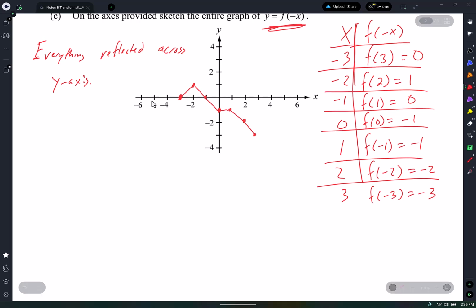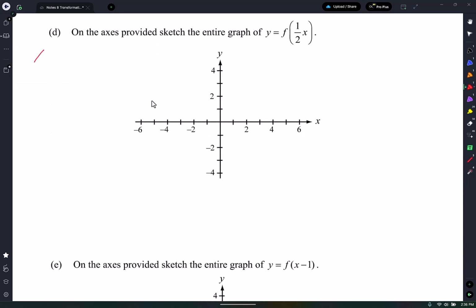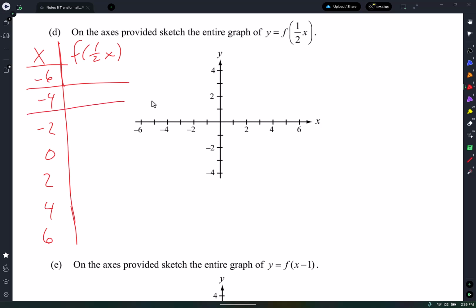All right, this is what I really wanted to look at, this one here. So check this one out. X, f of half x. Let's see. Negative 6, negative 4, negative 2, 0, 2, 4, 6. Why are you doing that? Because there's a half in there, guys. I guess I could have done the negative 3 in there, but then I would have gotten negative 1.5, and I don't have negative 1.5. I mean, I guess I do technically, but I don't want to look at it.